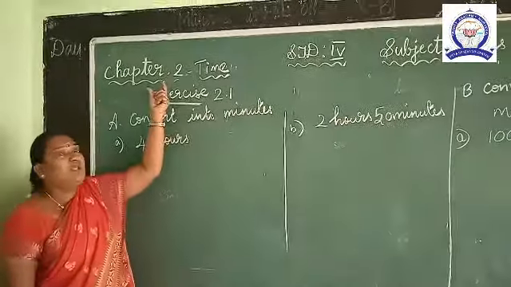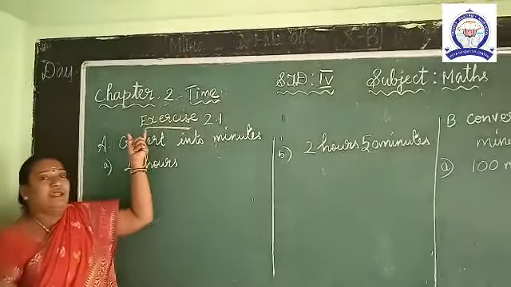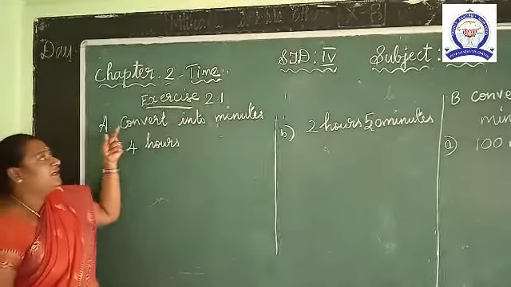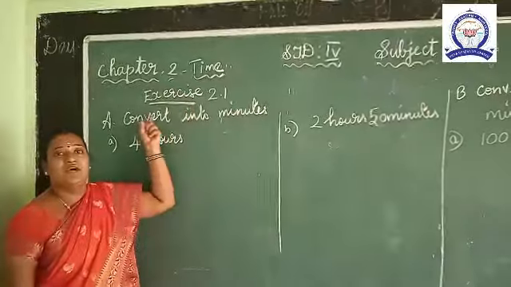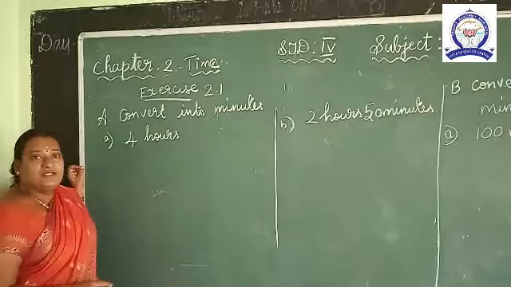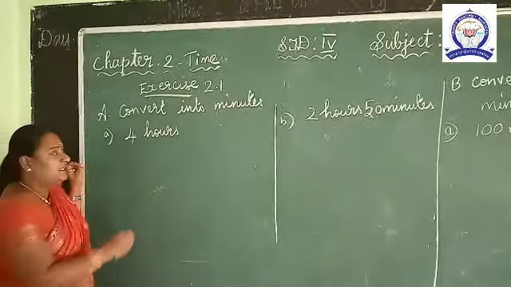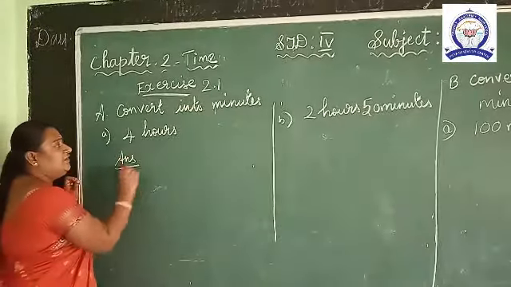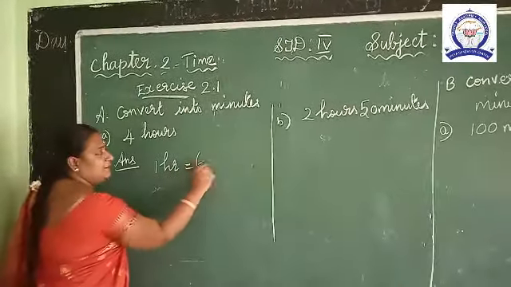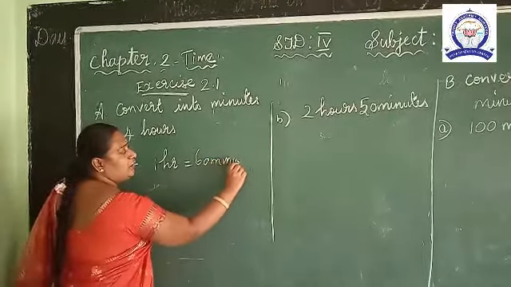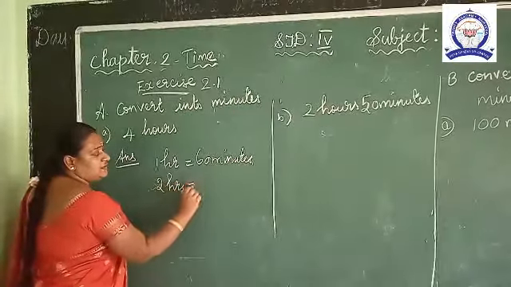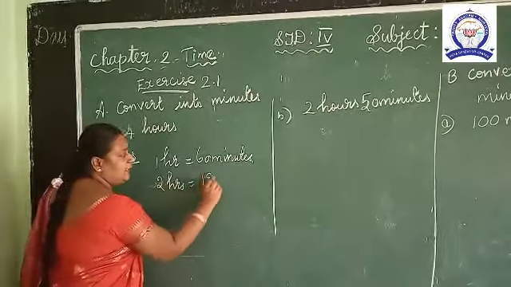Unit 2, Time, exercise 2.1. First, A: convert into minutes. The given question is 4 hours. So 4 hours, how many minutes? Answer: we all know 1 hour is equal to 60 minutes. 2 hours is equal to 60 plus 60, that is 120 minutes.